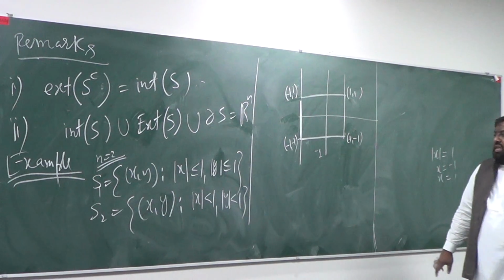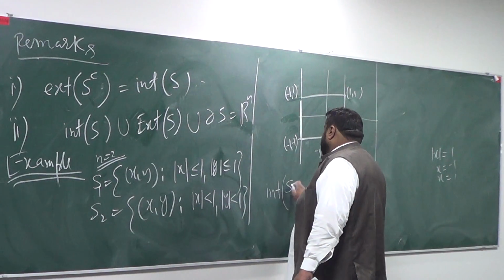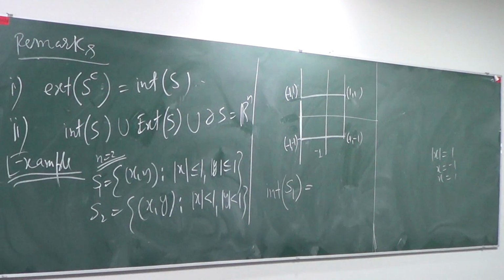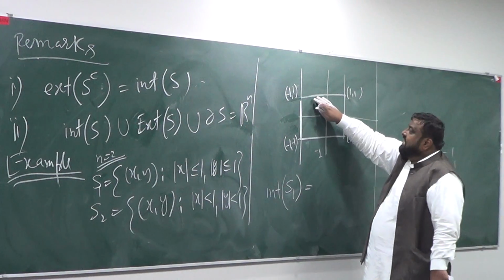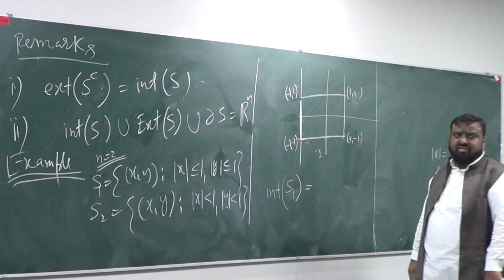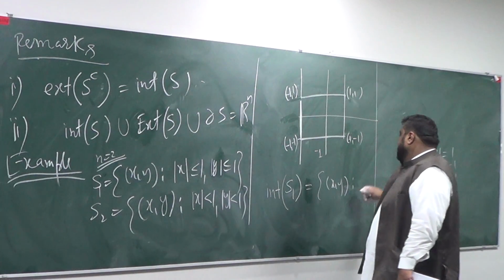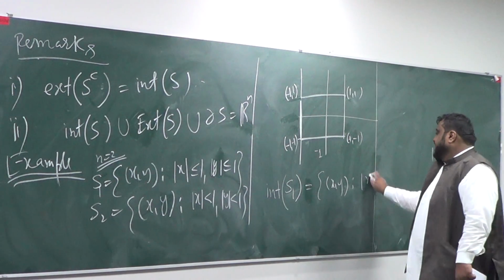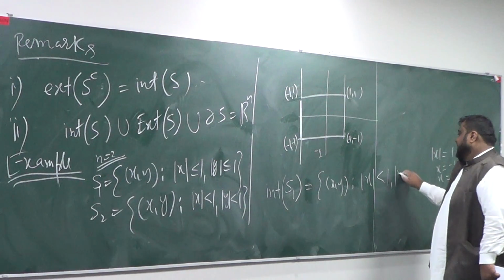Now if I say, give me in set theoretic form the interior of S1. What would be the interior of S1? I want to write it in set builder form. So what is the interior? Everything except the boundaries. How should I describe it? It's a collection of x, y such that the absolute value of x is less than 1, and the absolute value of y is less than 1.